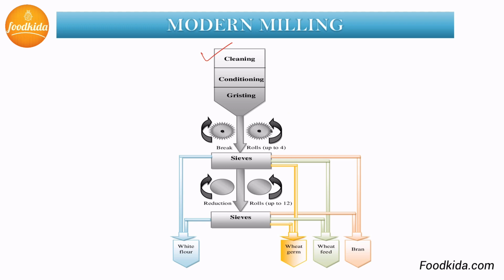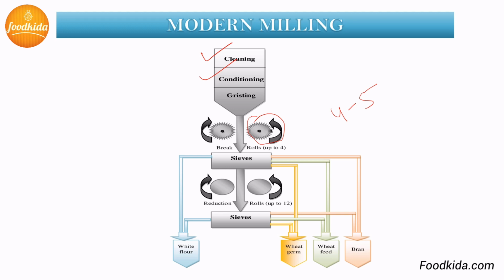Now after the cleaning and conditioning step, wheat grains are passed through the break rollers, and the surface of these rollers is corrugated and rough, which helps to break or crush the wheat grains and remove the bran layer, and the endosperm will be left behind. Now these break rollers consist of multiple steps, and around 4 to 5 steps are present.